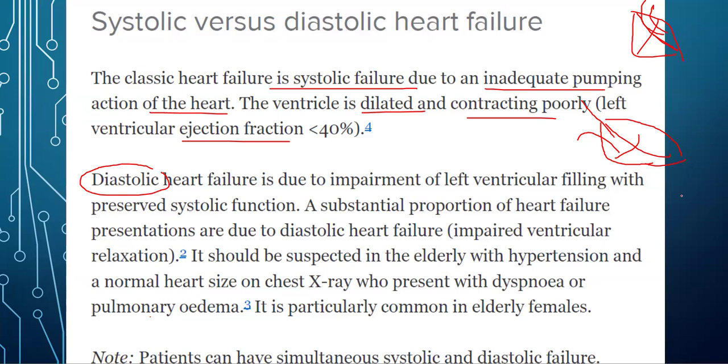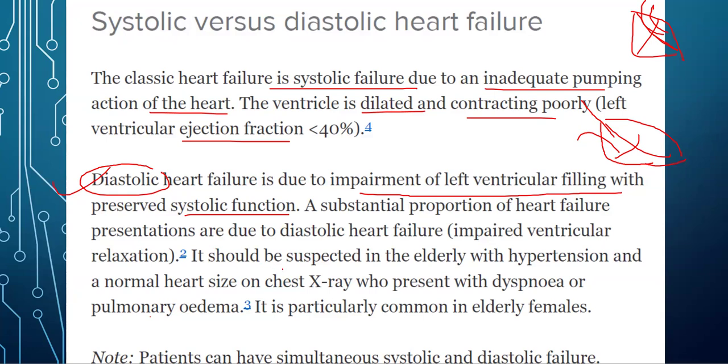So if a patient has impairment of left ventricular filling, that means the patient's heart cannot relax properly, but it can contract properly. So contraction is fine, but it can't relax. And because it can't relax, it doesn't have enough blood to push out. So it gets heart failure in this way. Okay? So diastolic heart failure is due to impairment of the relaxation of the heart, causing impaired left ventricular filling. But in this case, there will be preserved systolic function. So ejection fraction will be normal in this patient. Okay?